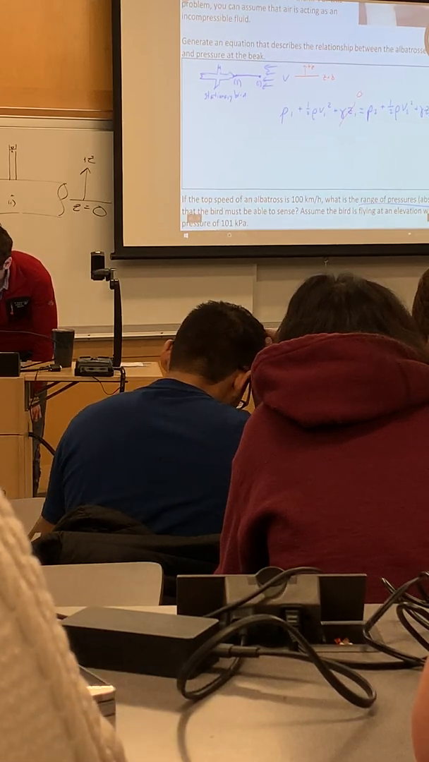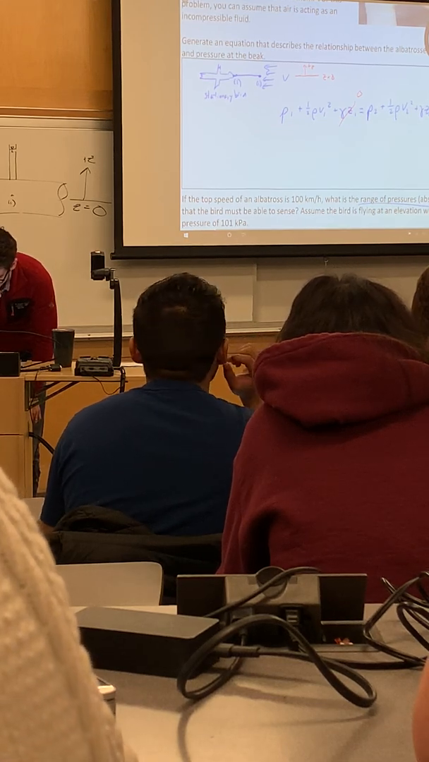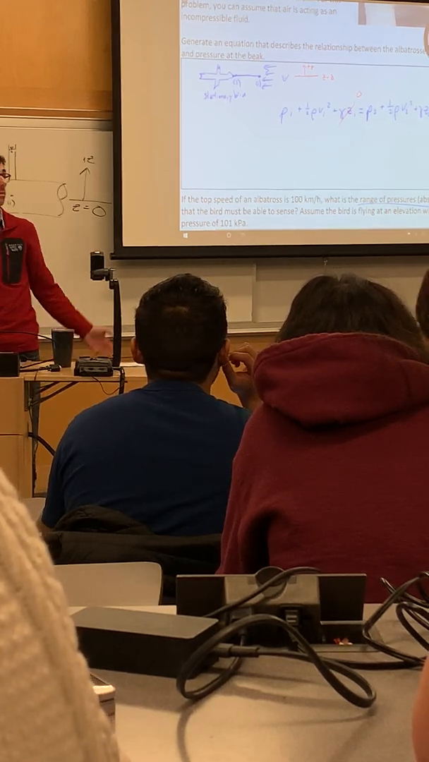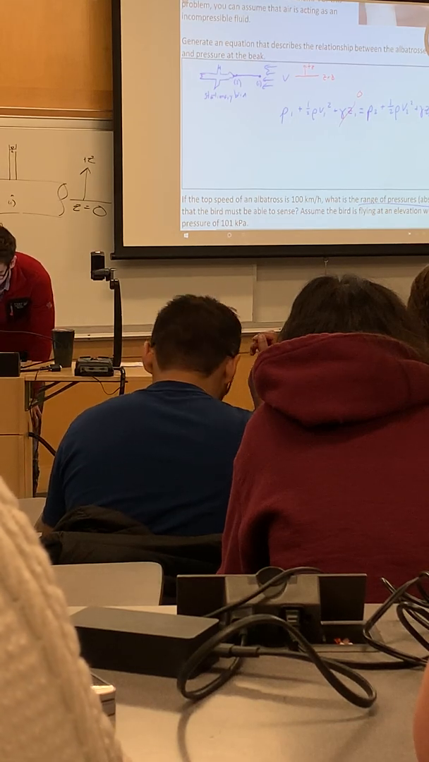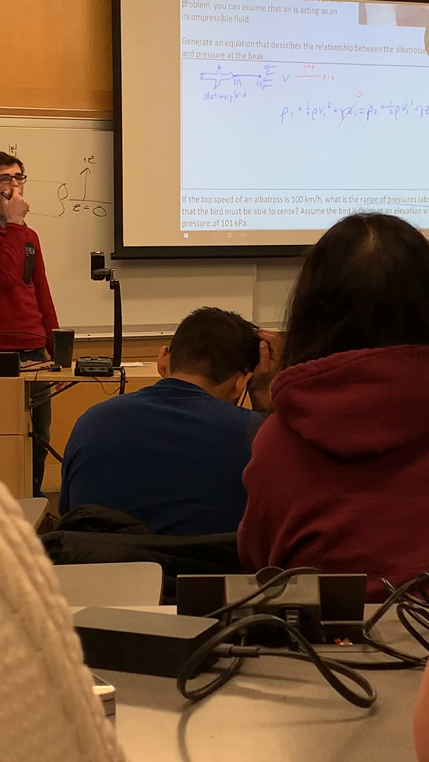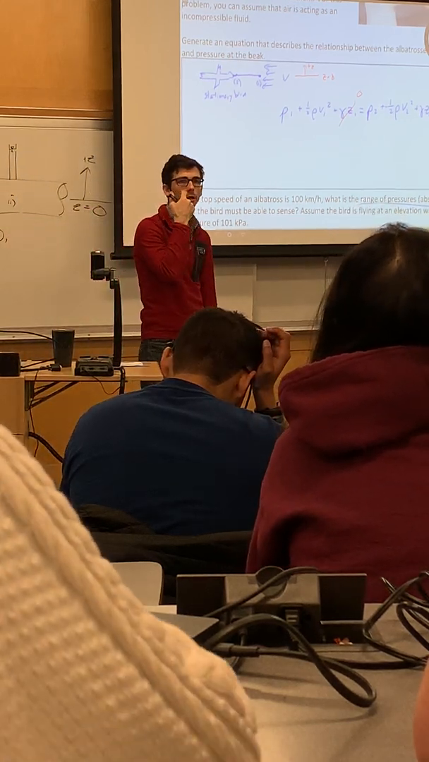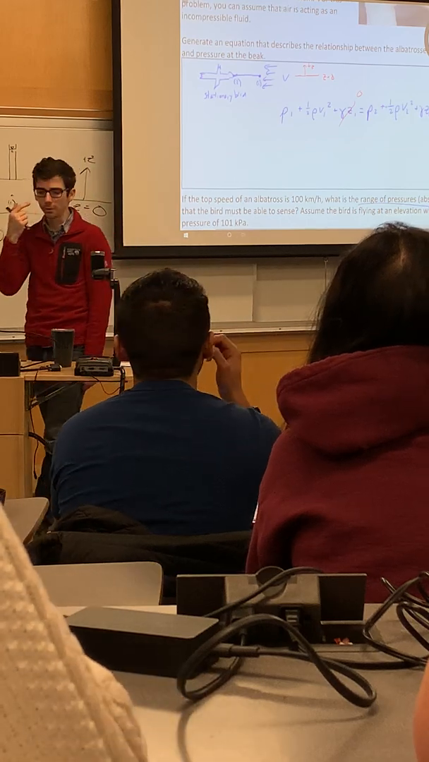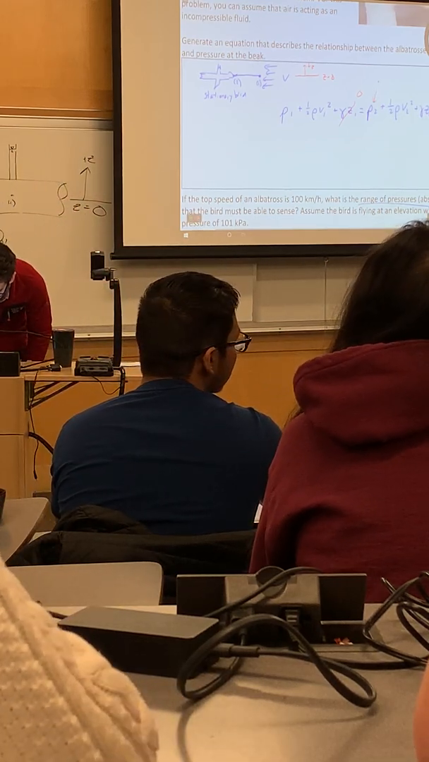Okay, what about the pressure at 2? Same as pressure at 1? Not the same, but we don't know it, right? Pressure at 2 is what we want to solve for. We want to know what range of pressures this bird's biological stagnation tube can detect. So that is what we're looking for, the pressure at 2.